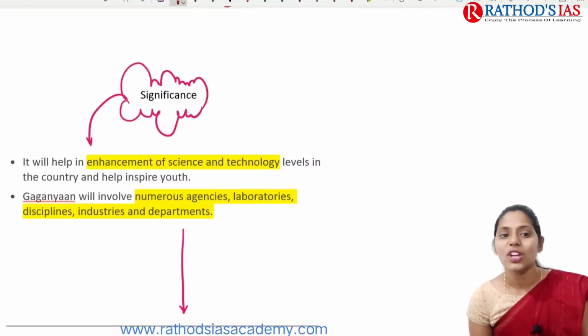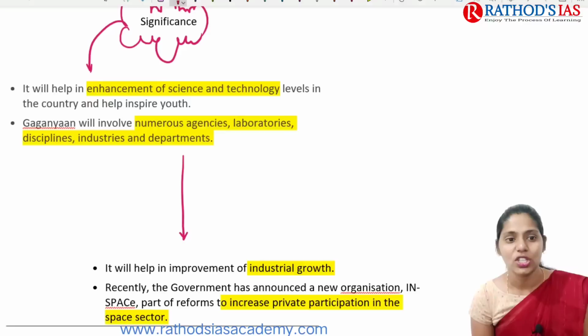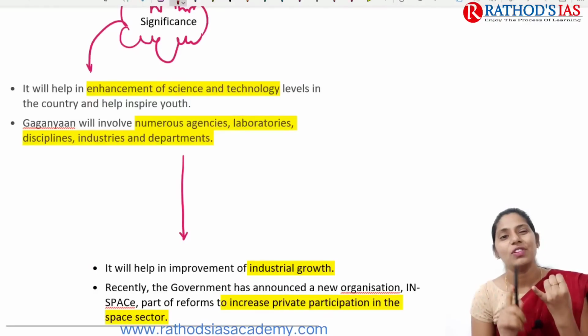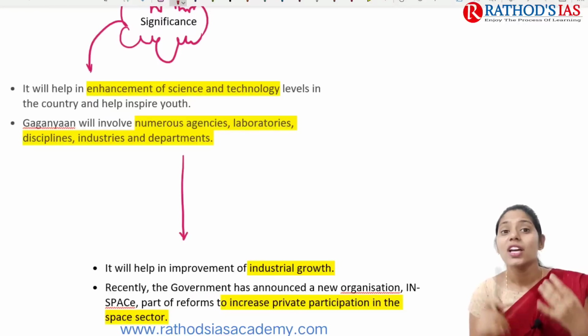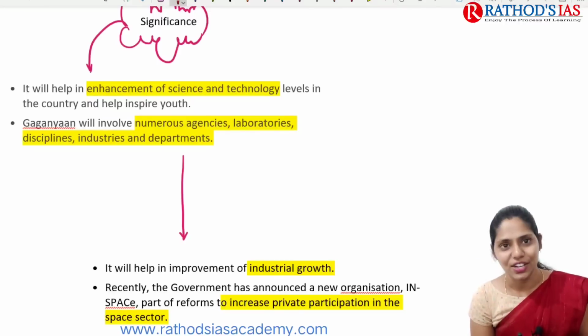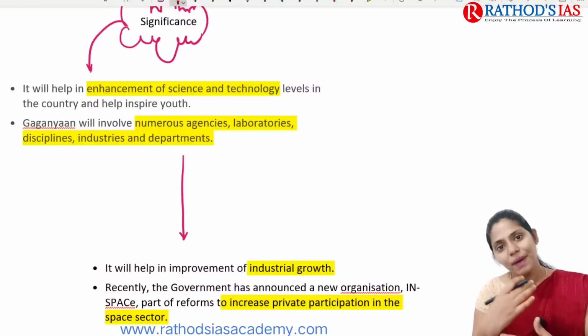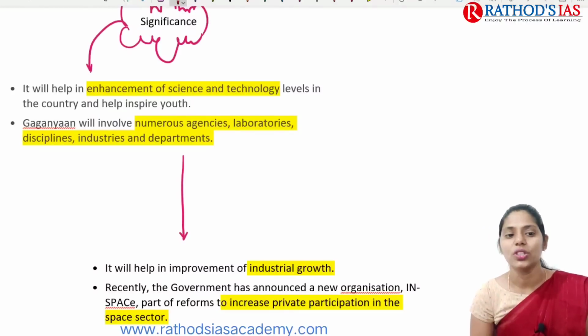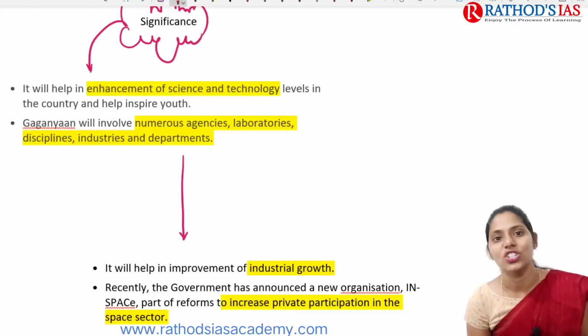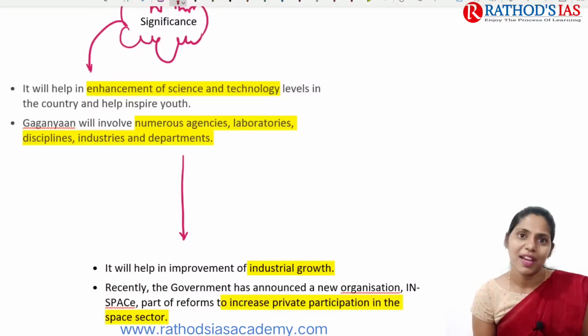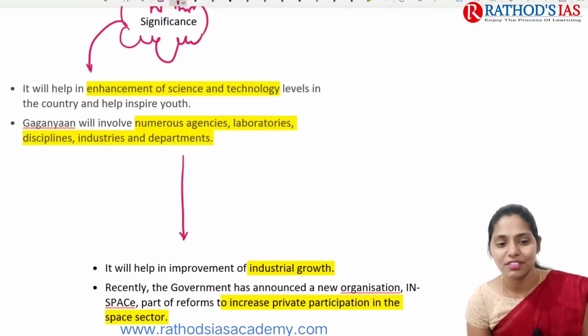Now let us try to see what is the significance of this mission. First one is that it will help enhance science and technology levels in the country, and in this way it will inspire the next generation, that is the youth. And next, Gaganyaan will also involve numerous agencies, laboratories, disciplines, industries, departments, etc. In this way it will be helpful for collaboration across different fields.